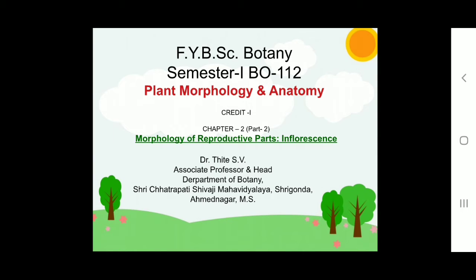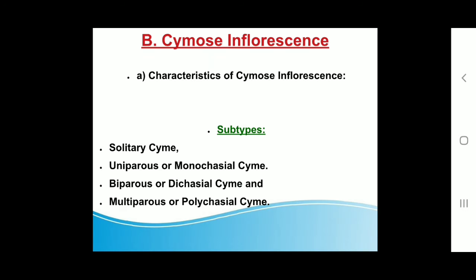Chapter number 2, part 2, morphology of reproductive parts, that is study of inflorescence. In study of inflorescence, there is a second type of inflorescence, that is cymose type of inflorescence, which is showing characters such as the primary axis is terminated by flowers which does not elongate further.